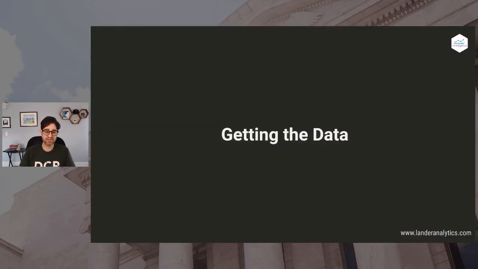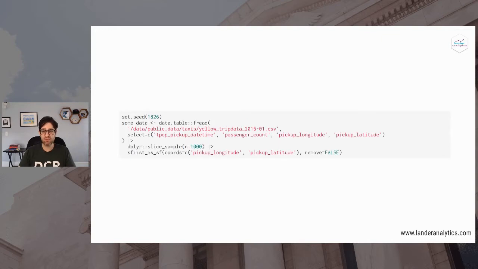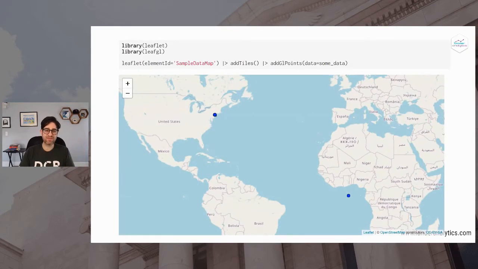So first up, we have to go get the data. And we can do that using the aws.s3 package using the save_object function. We're going to get this object, which is in our case a file, from that bucket and save it to this file locally on disk. And this brings it down. We can read in the dataset, just a few columns, using fread, take a sample using slice_sample, then convert it into an SF object so that we can plot it with leaflet. And we very quickly see there are a bunch of taxi pickups in the middle of the ocean near Africa. We probably want to remove those from our dataset.